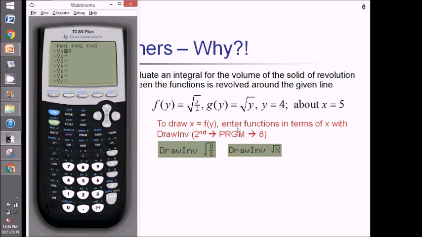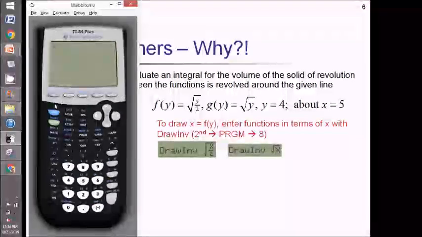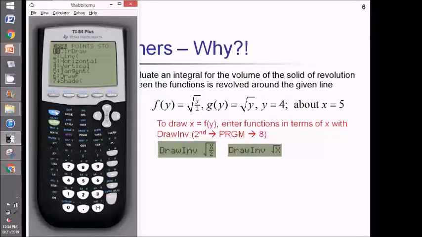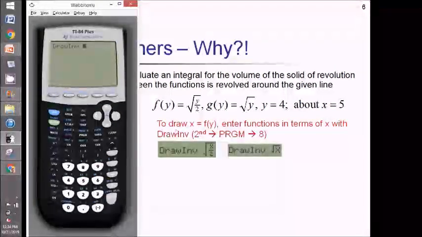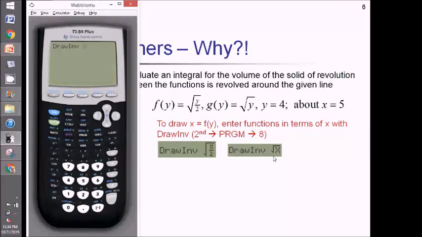The first thing I'm going to do on this problem is go to y equals and put in the horizontal line y equals 4, because, well, why not? Zoom 6 that thing. We've got a horizontal line, no shocker there. Let me quit out of here now, and I'm going to do second program. That gives me my draw menu. Down here, option 8 is the draw inverse option, and now I'm going to put in what I have here.